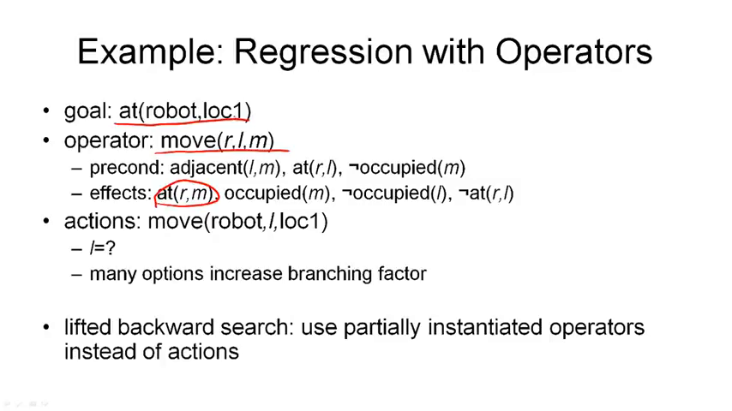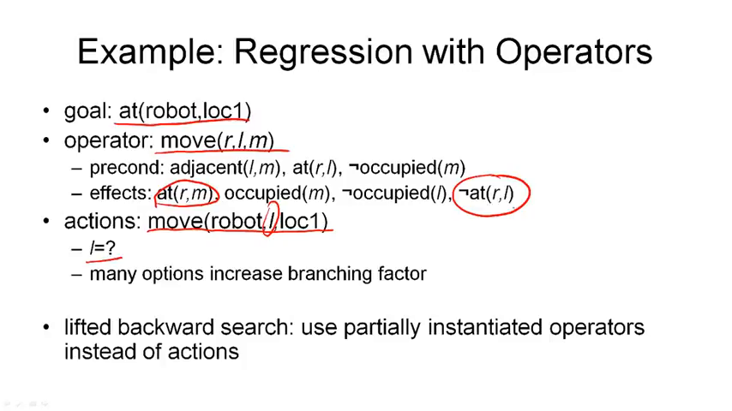So all the actions that can be relevant for this goal must be of this form, that we want to move the robot from some location L to location 1. But L remains a variable here. So we don't know what this value of L should be. In fact, if you choose the wrong value for L, it may even interfere with the goal, because we also have a negative effect not at RL.